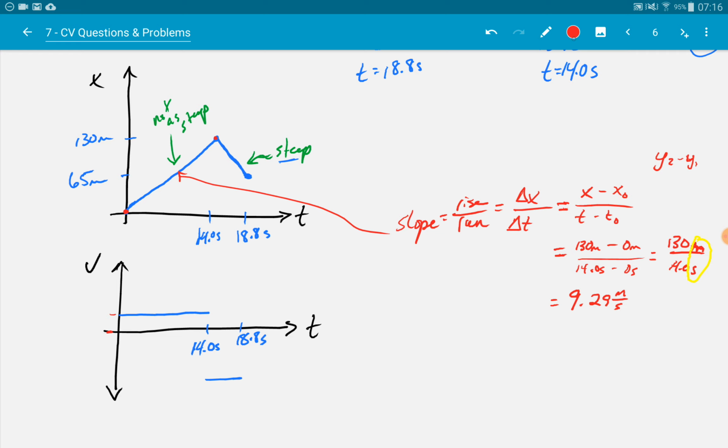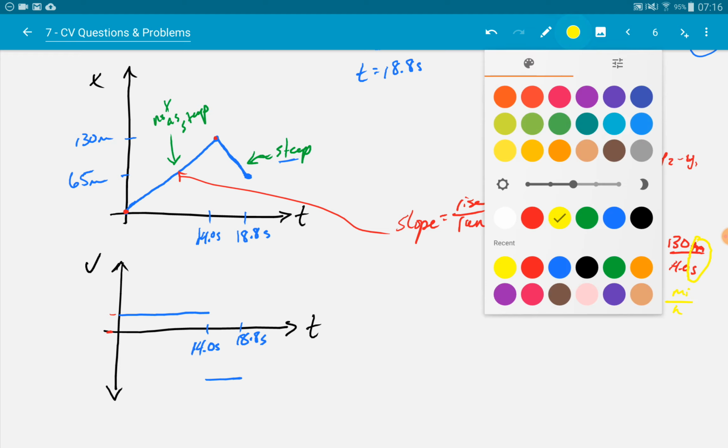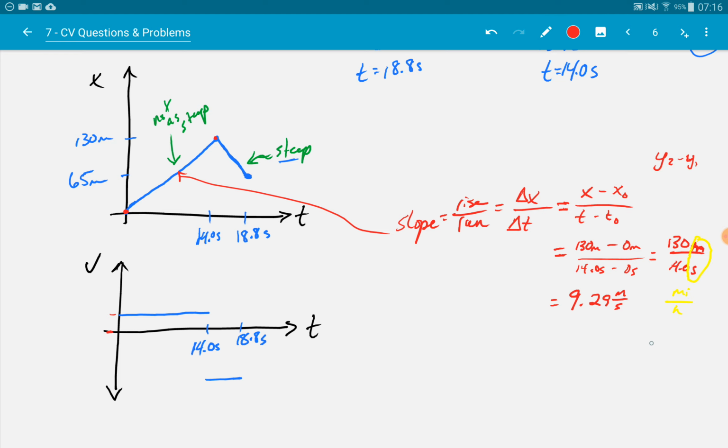And that should make sense because meters per second is similar to miles per hour, right? And that's a speed that we're used to seeing all the time. And so that's, again, some distance, or really displacement in this case, per some time. All right, and I know that my slope here is velocity, so I can label that my velocity. So I can put that over here, 9.29 meters per second. Okay, cool.